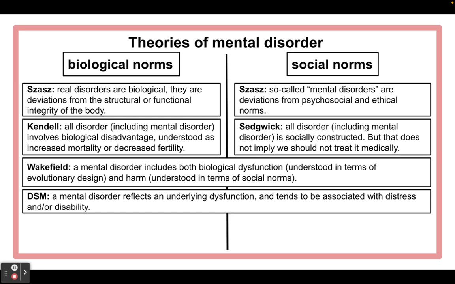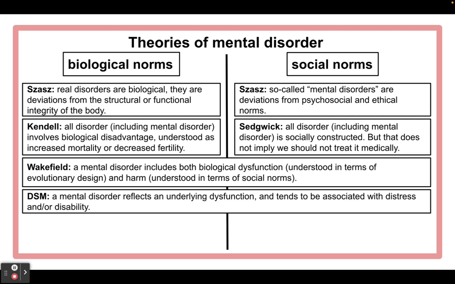Beginning with Szasz, he is kind of a little bit of both. Well, he isn't in terms of mental disorder, but he thinks real disorders, physical disorders for him, are biological, right? They are deviations from the structural or functional integrity of the human body. But he doesn't think mental disorders are real disorders because they're deviations from social norms. So, in a way, Szasz is sort of on both sides of this. He thinks physical disorders are real disorders in terms of biological norms. It's just that what we call mental disorders are based on social norms. And for him, that means that mental illness is a myth, right? But not everyone agrees with that.